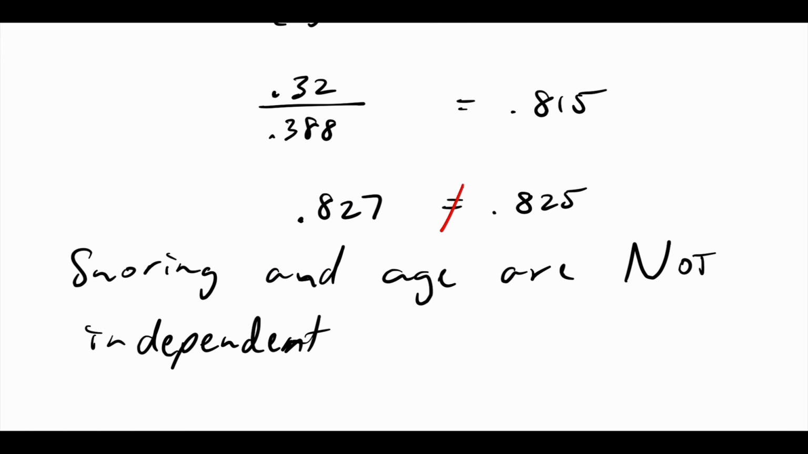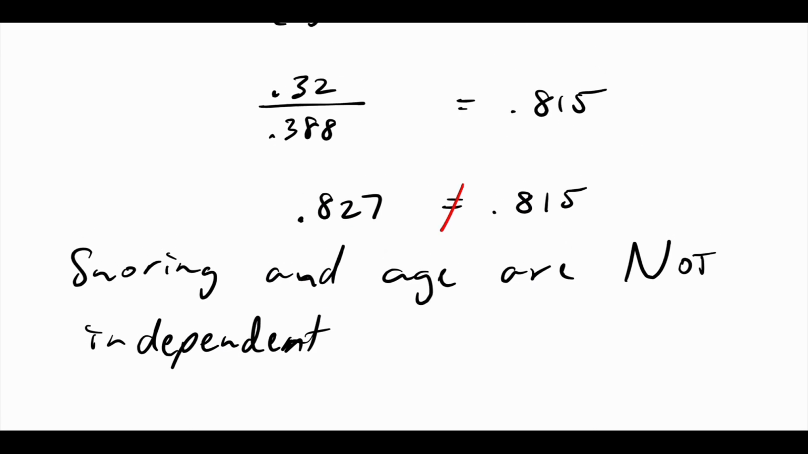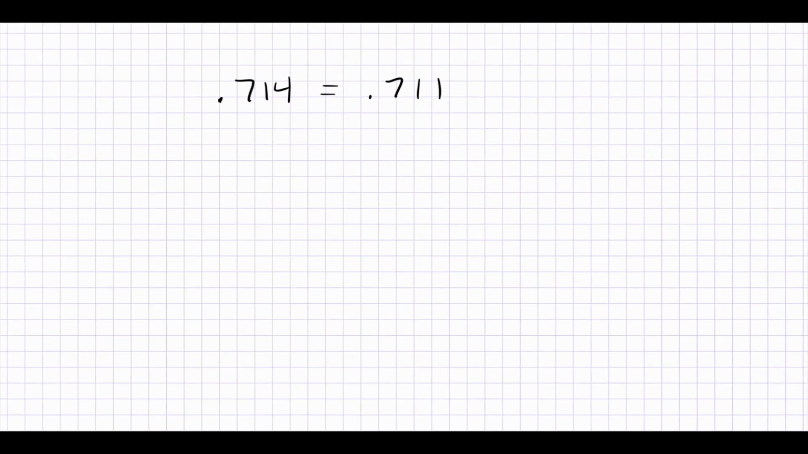Here's the thing. If they're close and you consider them to be the same, and then in your explanation you say they are independent, I'd give you full credit, right? So for example, let me give you a generic example. Let's say you do your math and you come up with 0.714 and 0.711. If you think those are the same, then you would say A and B are independent because the probabilities are equal.